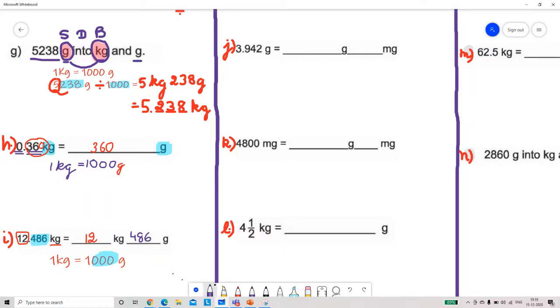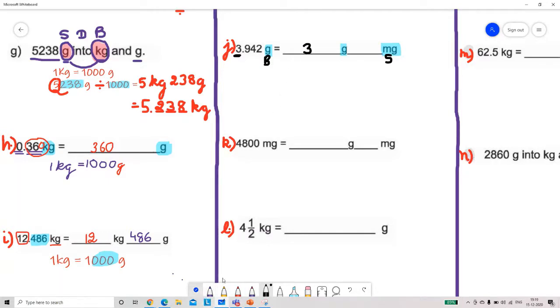Now let's move to the next question. The next question says that we have to convert this grams into gram and milligram. So that means we are going from a big to a small. We need to multiply if required. The very first thing is how many grams are there? 3 grams. So complete number is 3. So 3 grams are there.